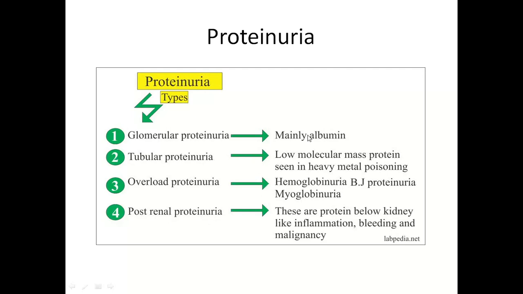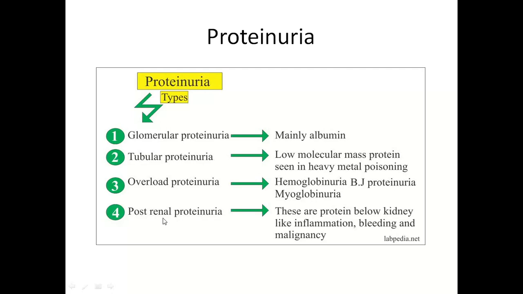The most common protein present in the urine in glomerular proteinuria is albumin. Tubular proteinuria is seen in various metal poisonings, and especially in acute tubular necrosis, ATN, when tubular cells are damaged by necrosis and the tubular cells are excreted in the urine. Overload proteinuria is seen in various cancers like multiple myeloma, like Bence Jones protein, hemoglobinuria, myoglobinuria.